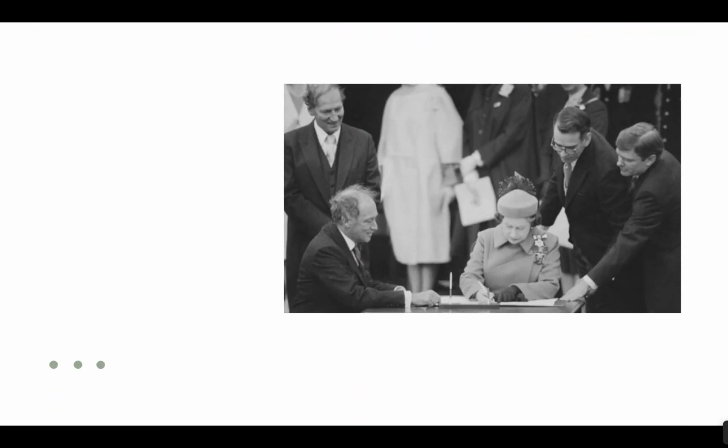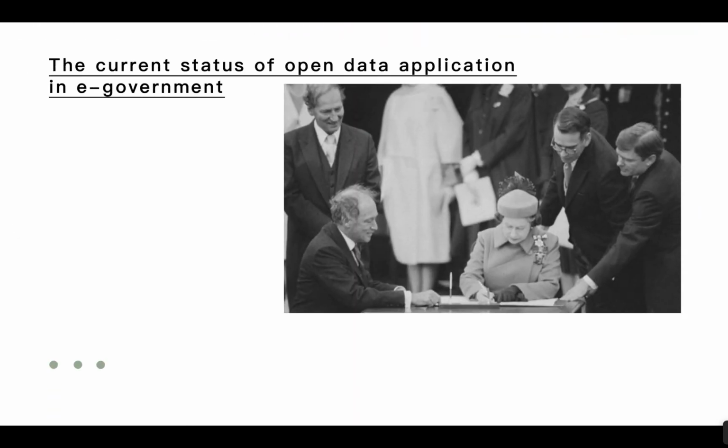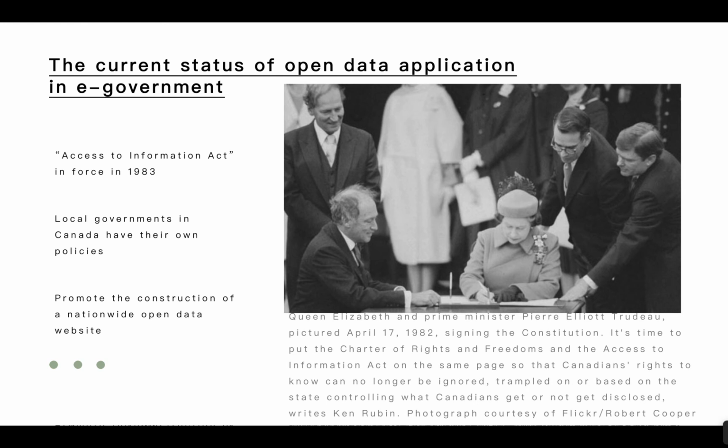Open data also plays a very important role in the work of government. It breaks down the old system of government and enhances transparency. The purpose of the Access to Information Act, which has been enforced since 1983, is to expand Canada's existing laws to provide access to information under the control of government agencies, based on the principle that government information should be publicly available. In addition, each province and territory has its own access to information and freedom of information laws.